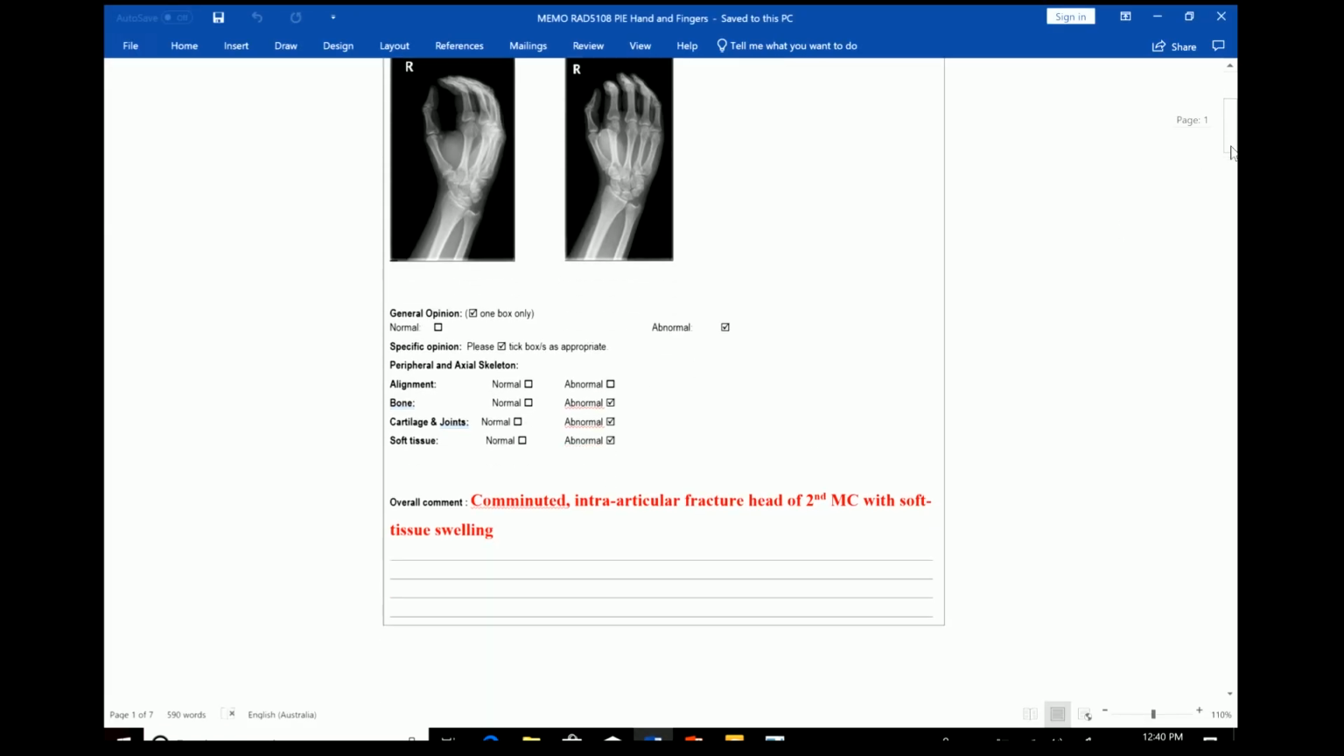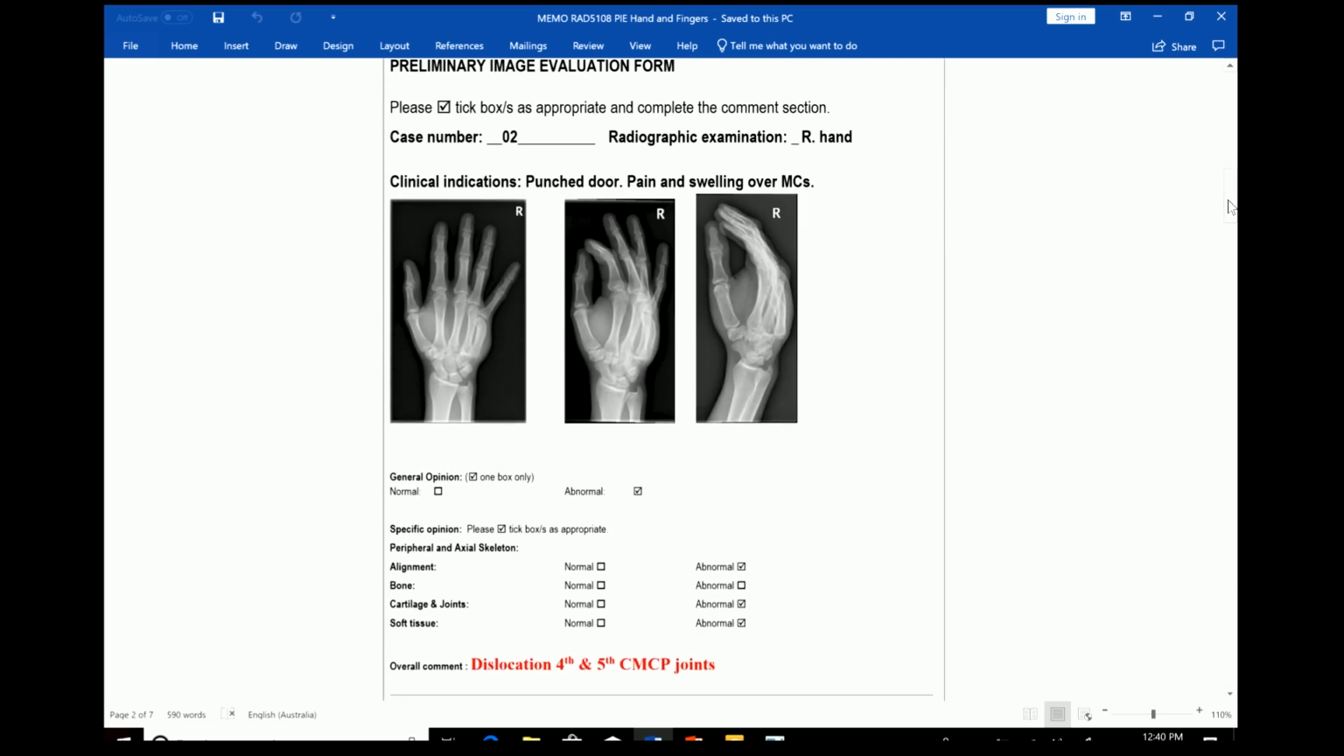So then on our PIE form, again it's abnormal. The alignment is abnormal because of the dislocation. Could not pick up on any fracture, so the bone appears to be normal. And then the cartilage and joint is abnormal, and then again there's some significant soft tissue swelling. So the overall comment for this case is that there's a dislocation of the fourth and the fifth carpometacarpal phalangeal joint. If there's a high suspicion of possible fractures of the bone, then CT might be useful to exclude that.